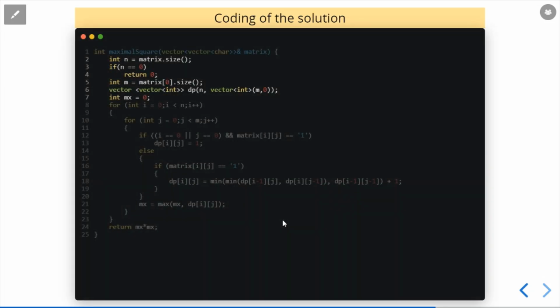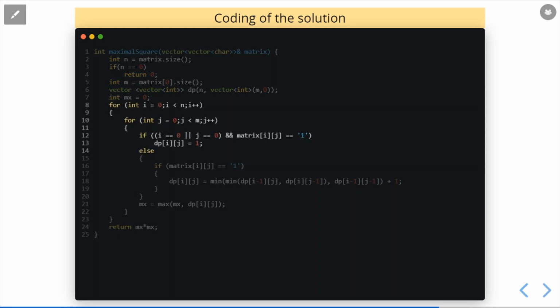So let us look at the code for this particular problem. Basically we have been given a binary matrix as an input. First we'll make n and m variables for the rows and columns. If n is equal to 0, then we'll return 0, because this is the base case. If the size of the matrix is 0, we'll return 0. Otherwise, we'll form a 2D vector of n cross m filled with zeros, and we'll make a variable mx that will have the size. By size here I mean the size of the side of the square. So initially mx will be 0, and it will contain the size of the square.